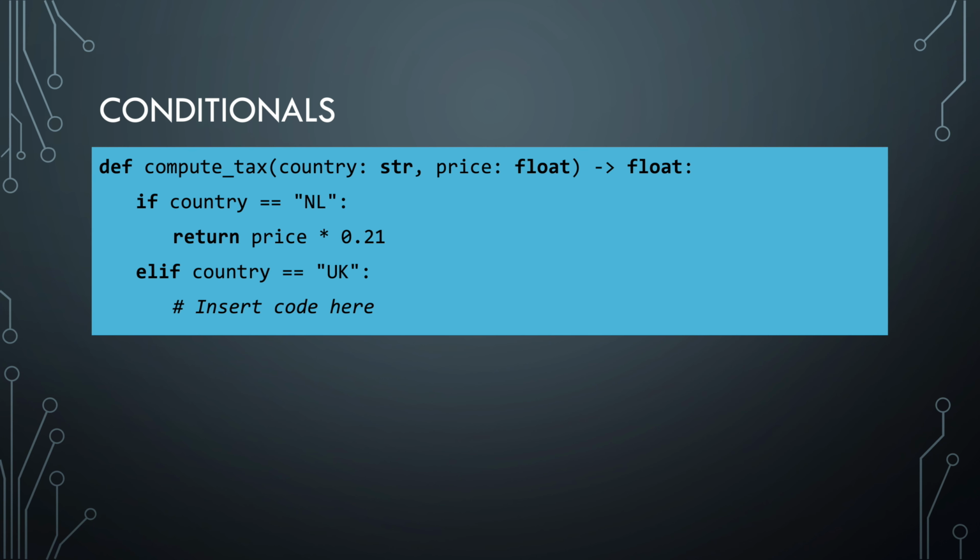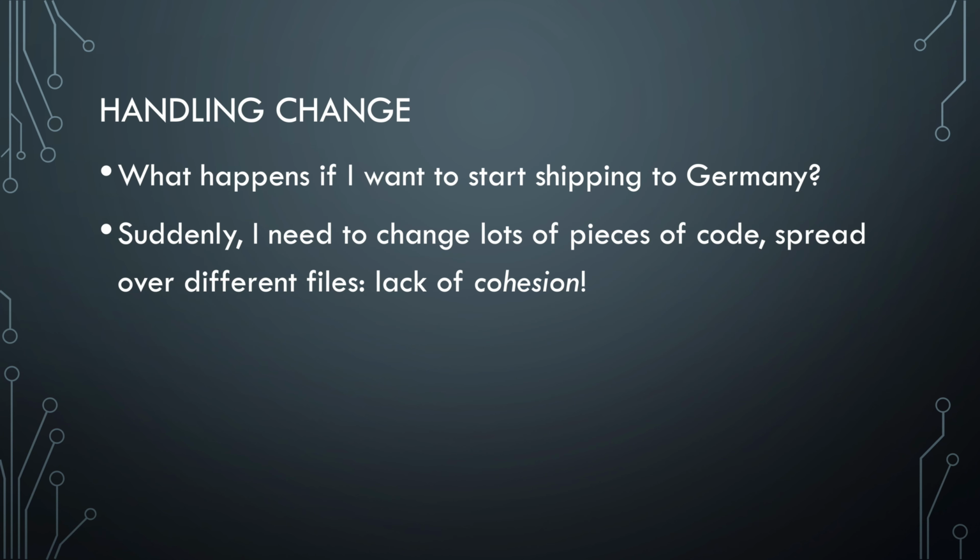The second option is to use if statements to cover the variation. Here's a method to compute the tax. Depending on the country, tax is computed differently. Then we need to do something similar for shipping and for converting currencies. The question is, what happens if we want to start shipping to a new country? We need to change lots of pieces of code that are spread over different files. So this solution with the if statements inside each function leads to a lack of cohesion.